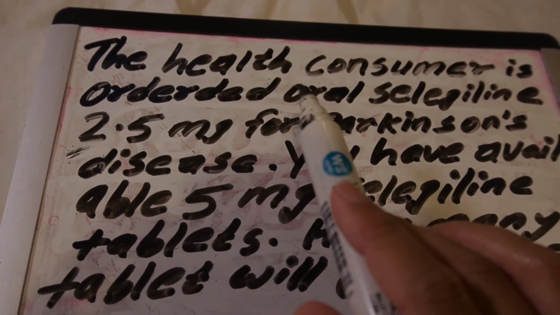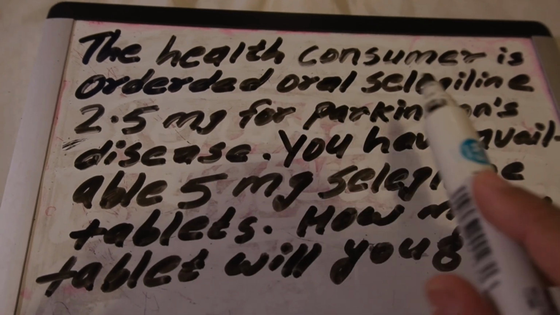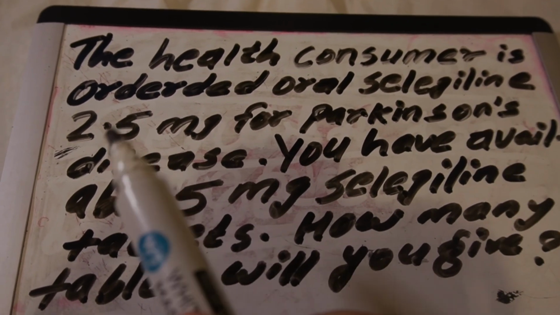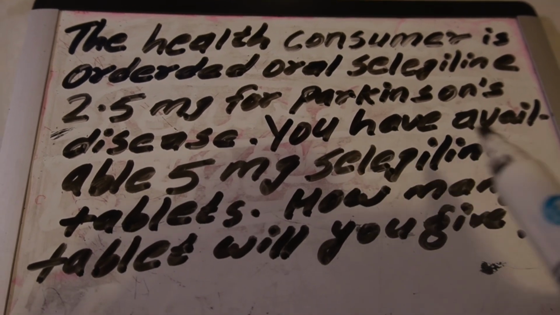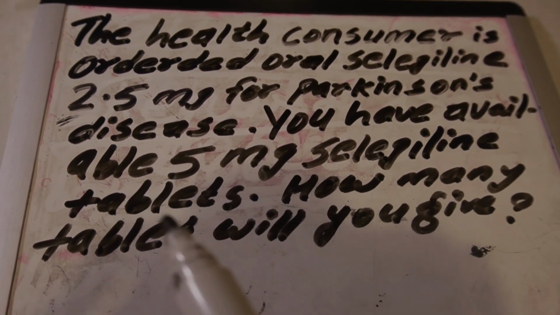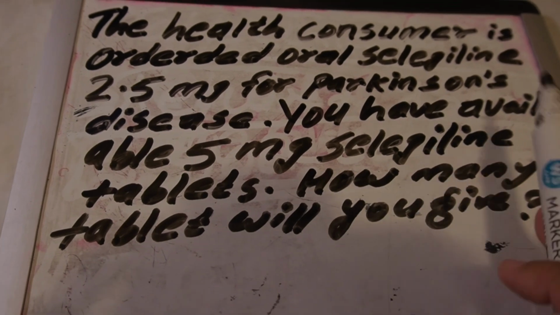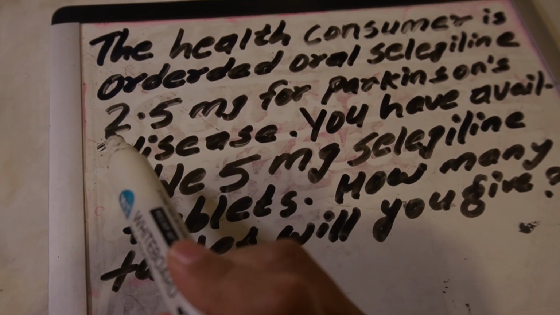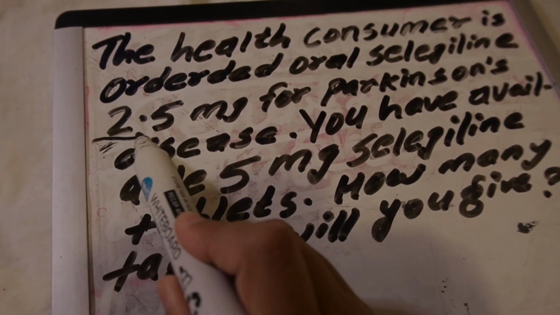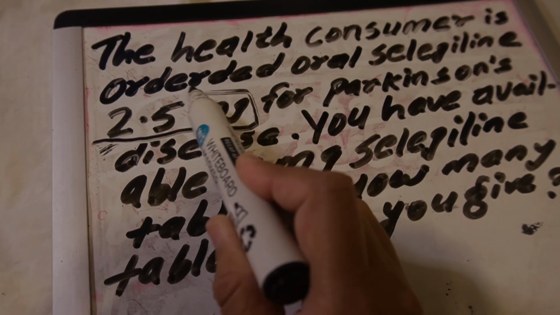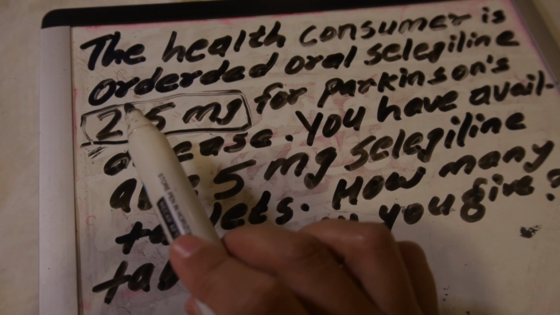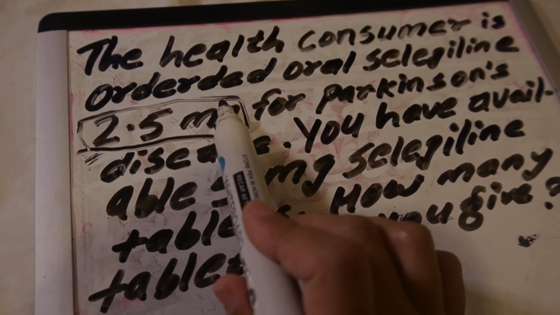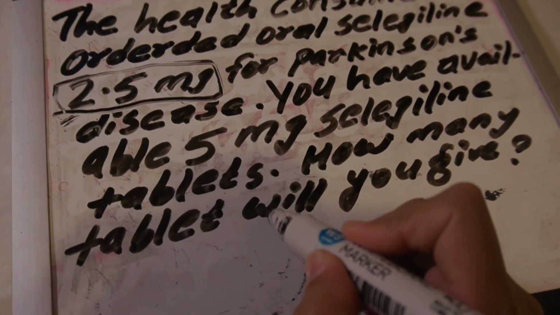The health consumer is ordered oral selegiline 2.5 mg for Parkinson's disease. You have available 5 mg selegiline tablets. How many tablets will you give? Let's see here. 2.5 mg is the ordered oral selegiline dose, ordered by the doctor, so it should be on top.